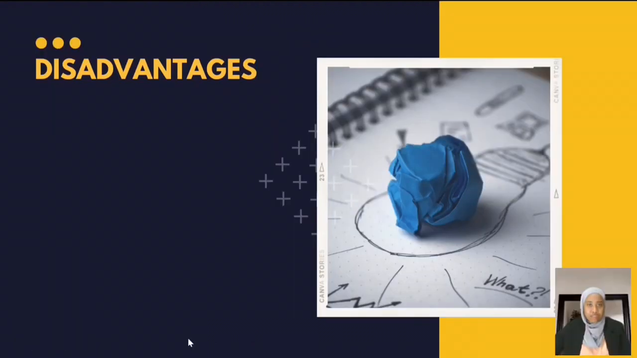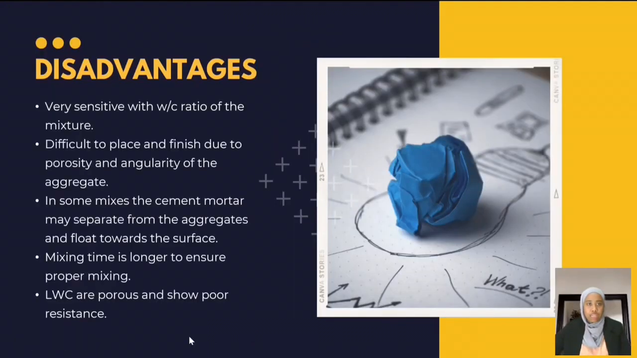For the disadvantages: first, lightweight concrete is very sensitive to the water-cement ratio of the mixture. Second, it's difficult to place and finish due to porosity and the lightness of the aggregate. Third, in some mixes, the cement mortar may separate from the aggregate and float toward the surface. Fourth, mixing time is longer to ensure proper mixing. And lastly, lightweight concrete is porous and shows poor resistance.